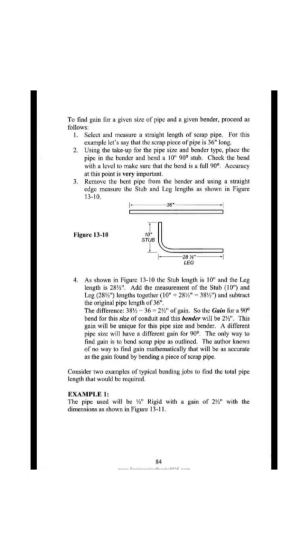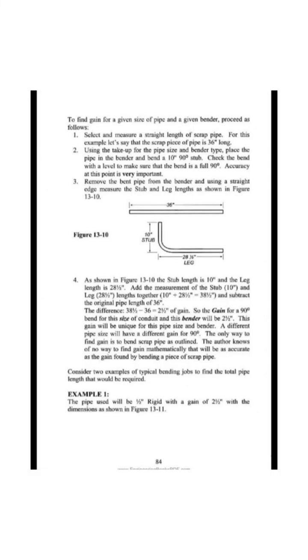2. Using the take-up for the pipe size and bender type, place the pipe in the bender and bend a 10 inch 90 degree stub. Check the bend with a level to make sure that the bend is a full 90 degrees. Accuracy at this point is very important. 3. Remove the bent pipe from the bender and, using a straight edge, measure the stub and leg lengths as shown in figure 13-10.